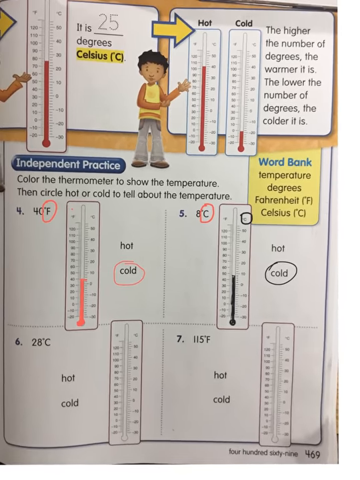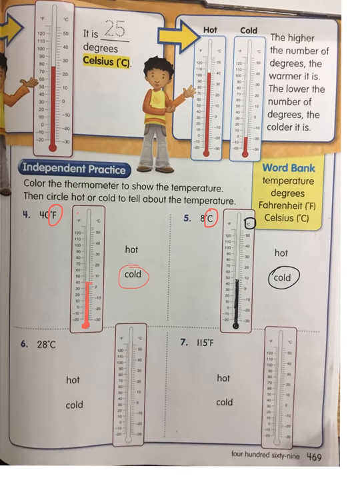All right, try number 6. Reminder, it says degrees Celsius, so you need to look on this side. And number 7 says degrees Fahrenheit, so you need to look on this side. You also need to tell me if it's hot or cold. Remember, if it doesn't have that number, you're going to have to count by 2s.